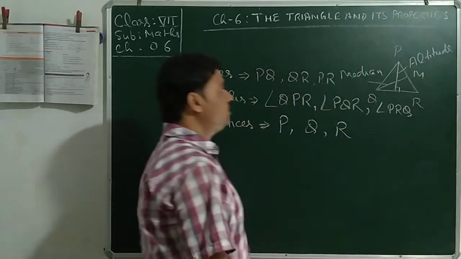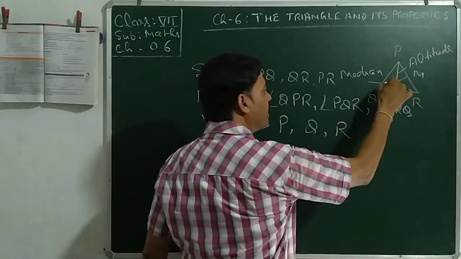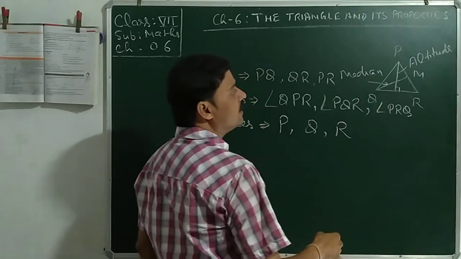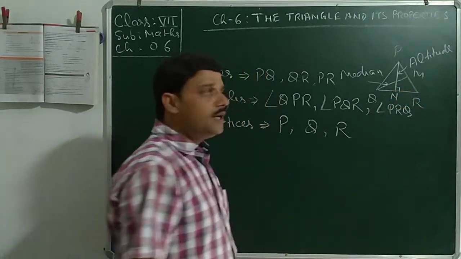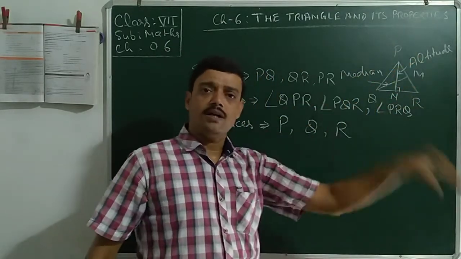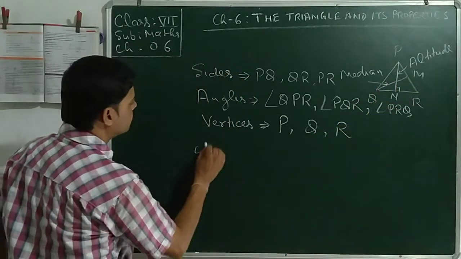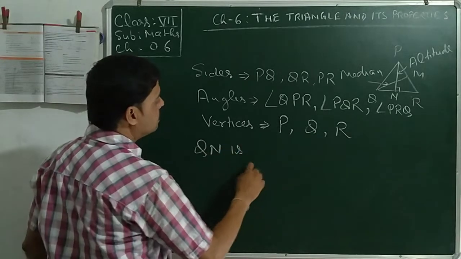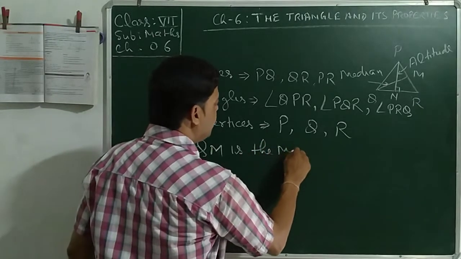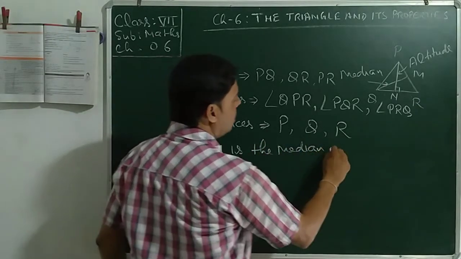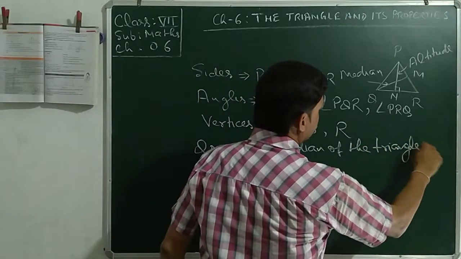I think it's clear to you that QM is the median of the triangle. This is QM, its median, and this, let me name this as PN. PN is the altitude of the triangle. QM is the median of the triangle PQR.